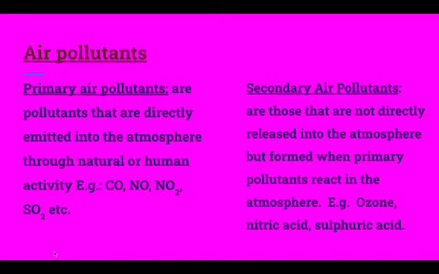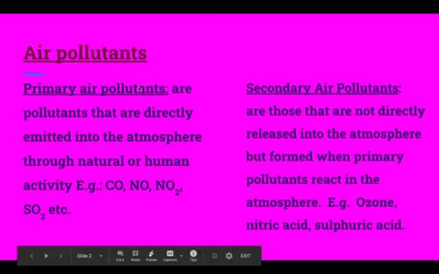Substances which cause pollution are called pollutants. And these pollutants will be present in considerable amounts in the environment so that they are harmful to living organisms or things in the environment. Pollutants present in air are called air pollutants. Air pollutants are broadly classified into two types: primary air pollutants and secondary air pollutants.